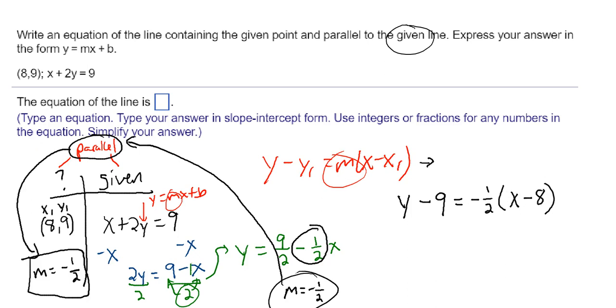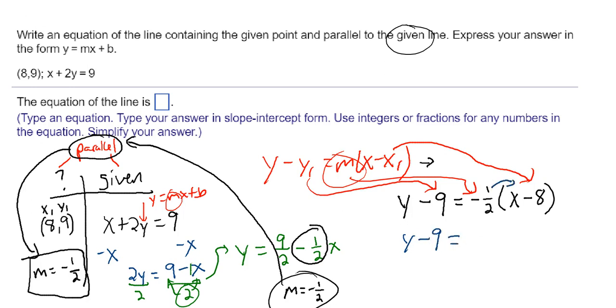All right. Very good. So we plug the numbers into this formula. The slope m is equal to negative 1/2. x1 is 8. y1 is 9. So that's what we did. We plugged all those numbers in. Now we can simplify this. So I have y minus 9 equals, we'll distribute the negative 1/2. So we get negative 1/2 x. Negative times a negative will make that positive.